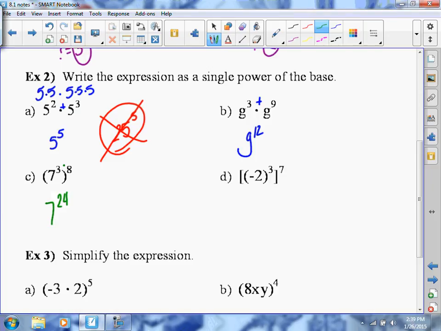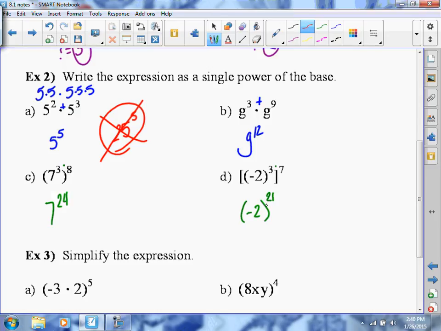And then for part D, again, we're going to multiply because I have a power to a power. So I'm going to multiply the 3 and the 7. So that will be 21. But my base, notice, is in parentheses here because my base is negative. So those parentheses need to stay around the -2 so that way I know that that negative goes with the 2 when it gets multiplied by itself 21 times. And this is another common mistake that students will do.